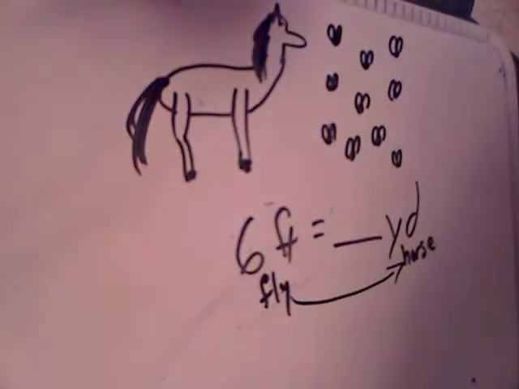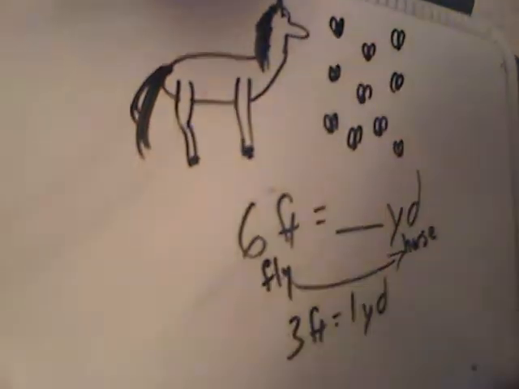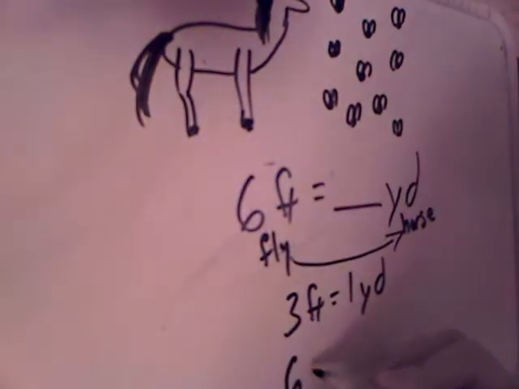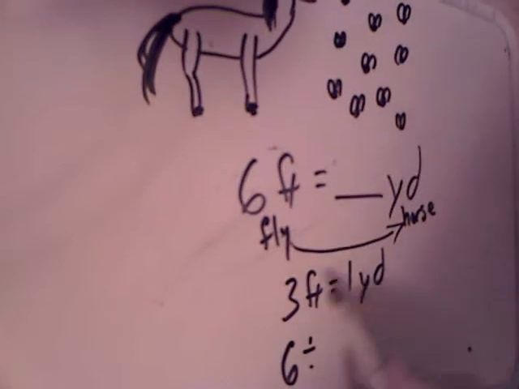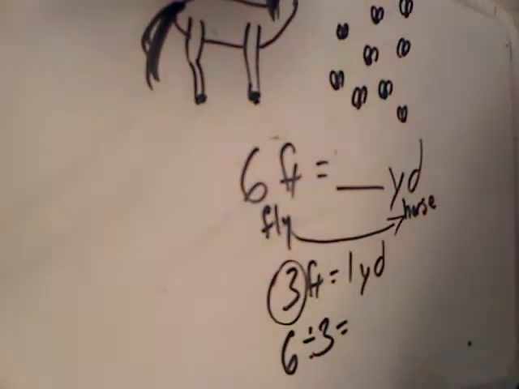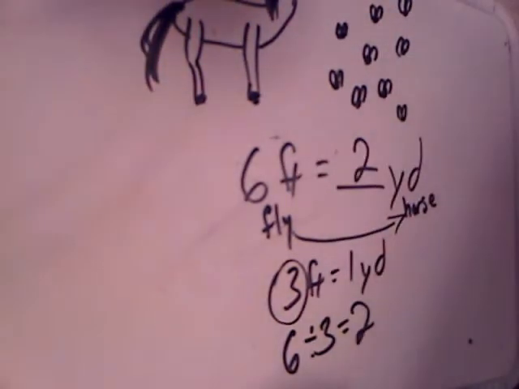But the question is, what am I going to divide? This is where prior knowledge comes in. This is where you know that 3 feet equals 1 yard. So because I'm dividing, because I'm going from fly to horse, divide of course, I'm going to take this 6 and I'm going to divide by whatever number is not 1 here. So I want to divide by 3. 6 divided by 3 is 2. 6 feet equals 2 yards.